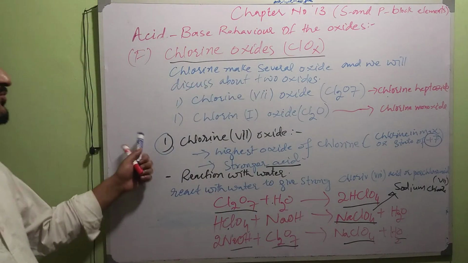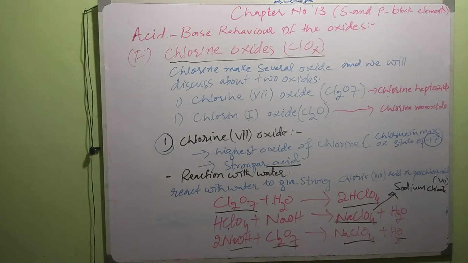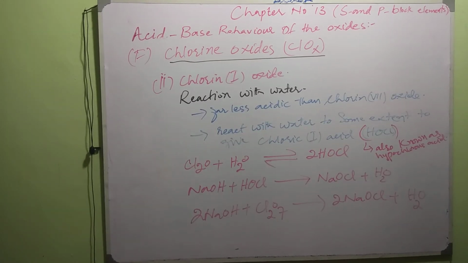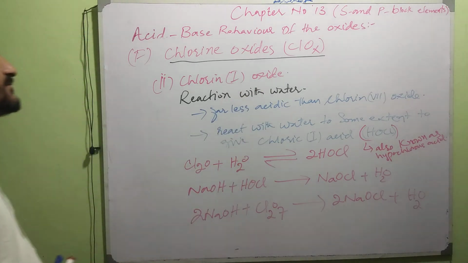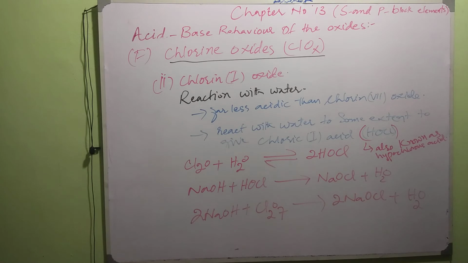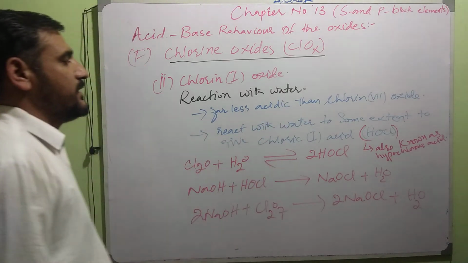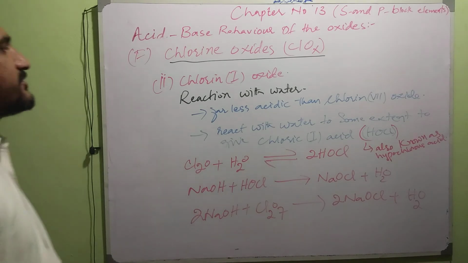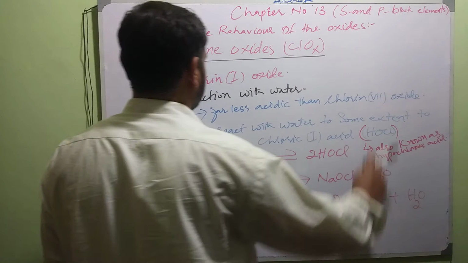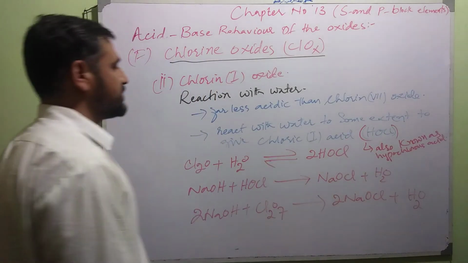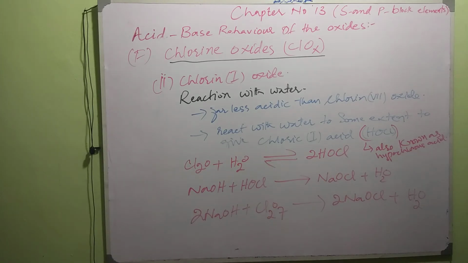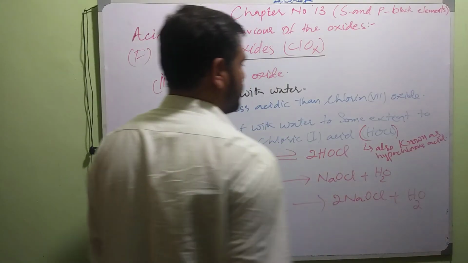And now we will see chlorine monoxide. Now we will see the second oxide of chlorine, chlorine 1 oxide. Reaction of chlorine 1 oxide with water. Chlorine 1 oxide is far less acidic than chlorine 7 oxide. That's why it reacts with water to some extent to give chloric 1 acid, also known as hypochlorous acid.